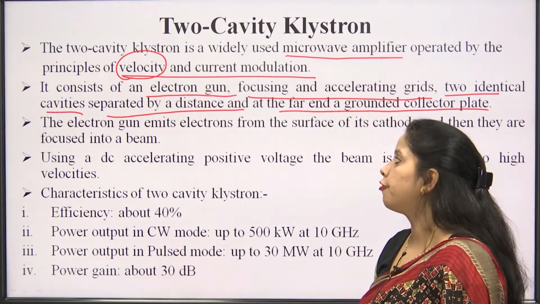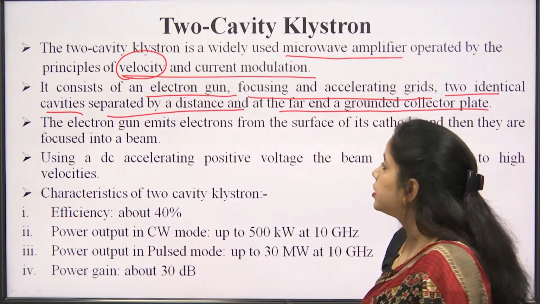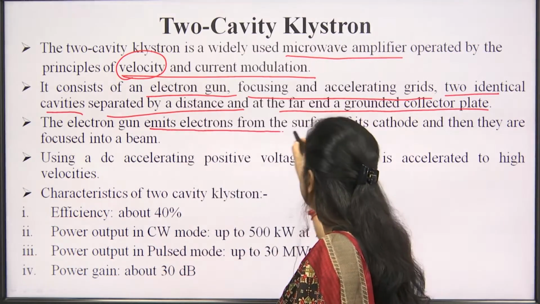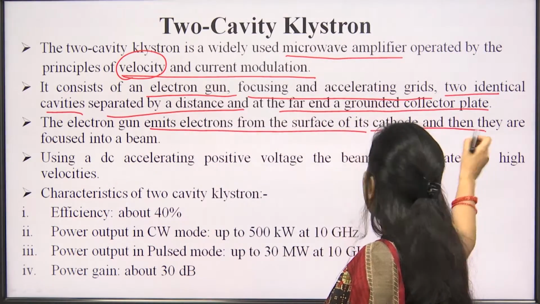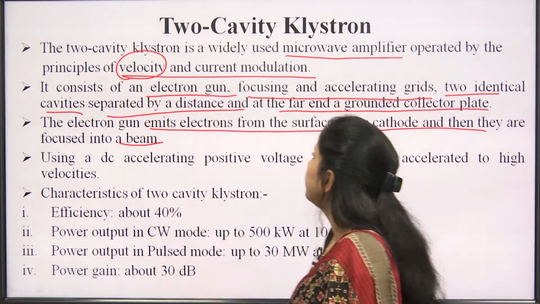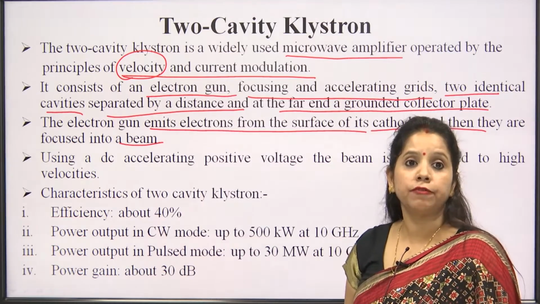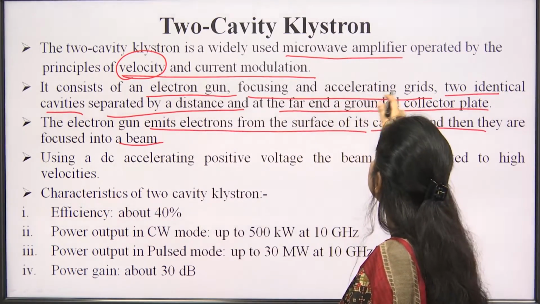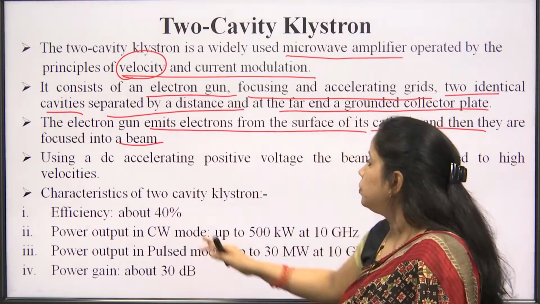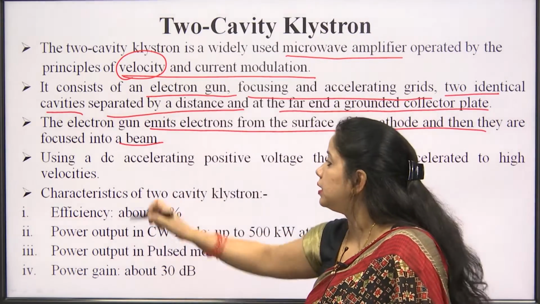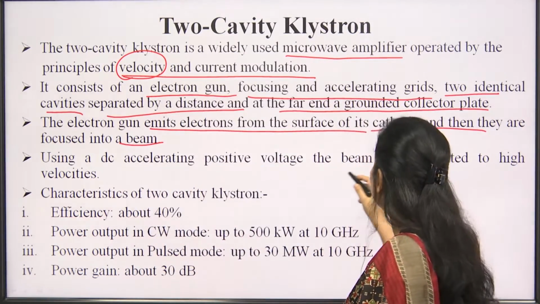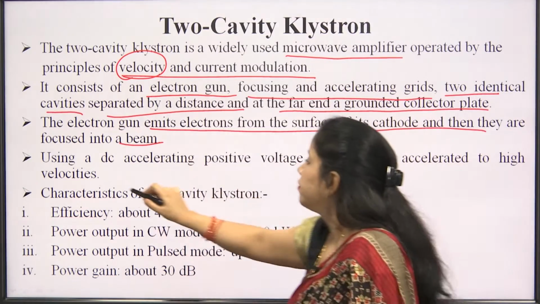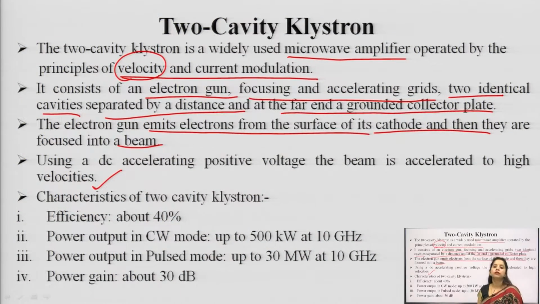So, what is the function of the electron gun? The electron gun emits electrons from the surface of its cathode and they are focused into a beam. Which part does the focusing of the beam? That is our two identical focusing and accelerating grids. Now, after that, with a DC accelerating positive voltage, the beam is accelerated to high velocity. So the velocity change occurs there, that is why velocity modulation is the basic principle.